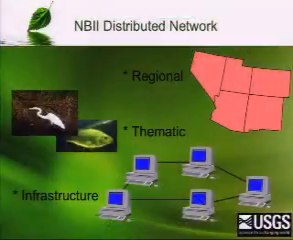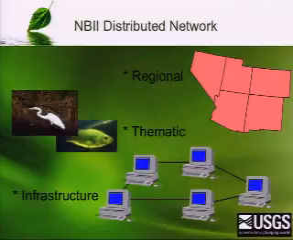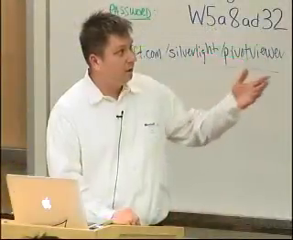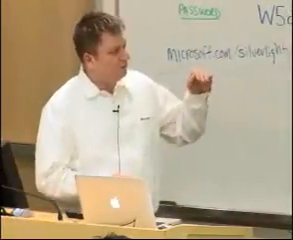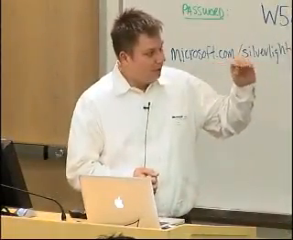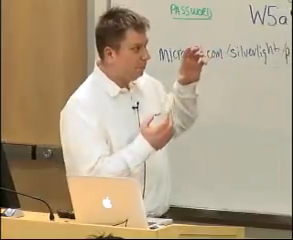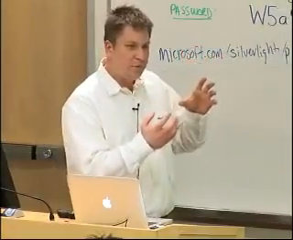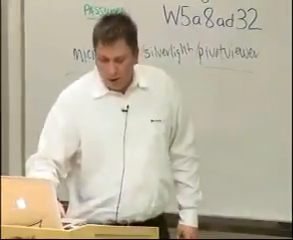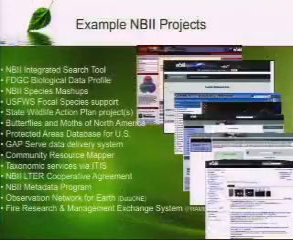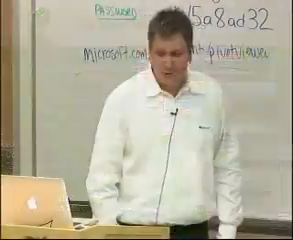We are a distributed network. Some are based on regions, geographic especially. Some are national themes, fish, some birds. And then we do have some information or infrastructure nodes, including places that provide computing infrastructure for us. And one of our big ones is the Oak Ridge National Lab in Oak Ridge, Tennessee. Some example projects you can see, we have a ton of stuff that comes down our pipe.